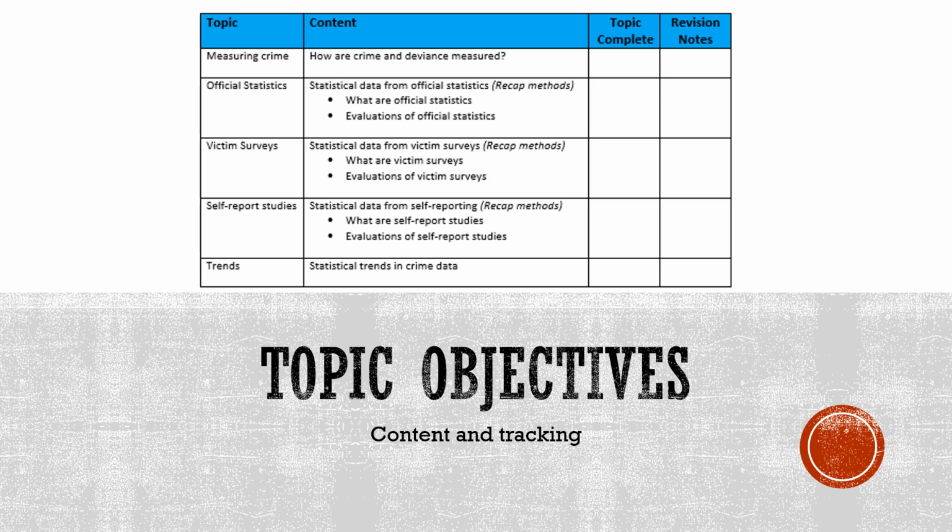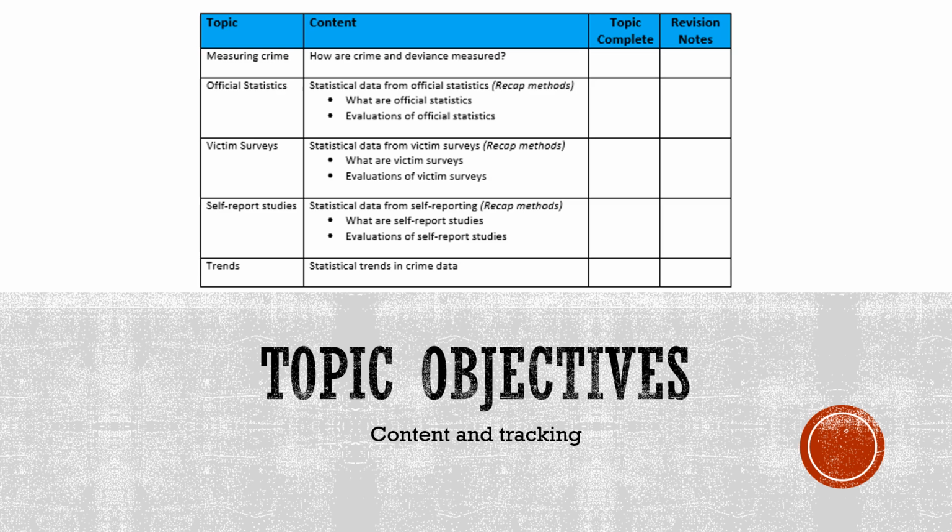So they're the official statistics, which is a helpful recap on your research methods as well, victim surveys and self-report studies, and we're also going to look at some of the statistical trends in crime and deviance in the UK. That includes the types of crime, the victims of crime and different types of offender and offender characteristics.